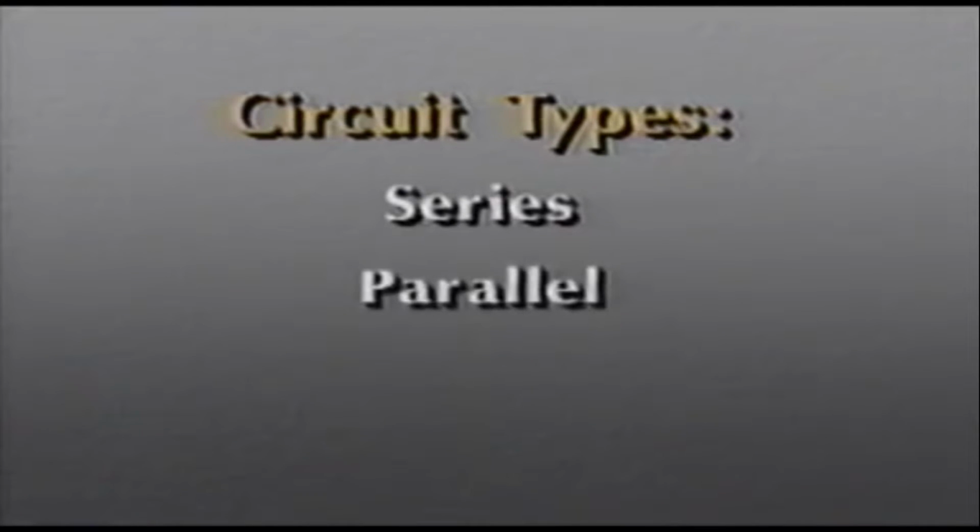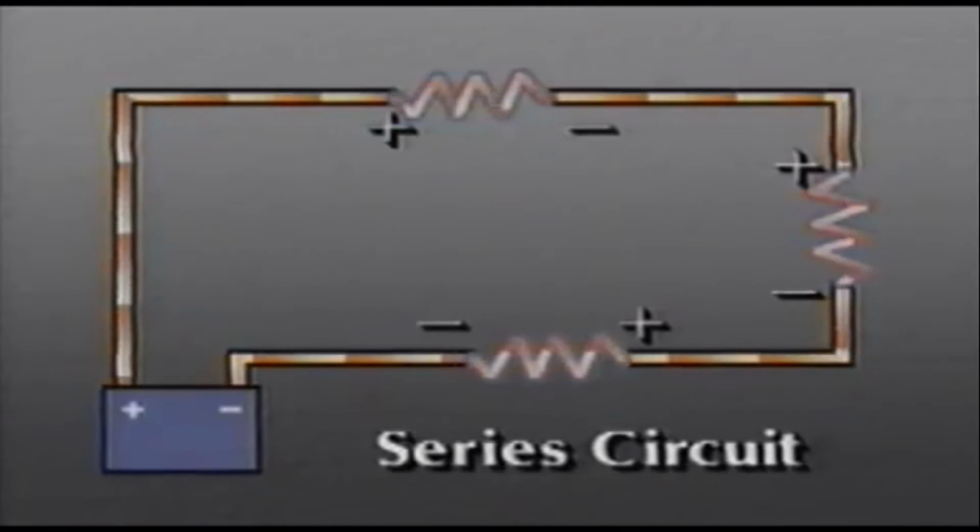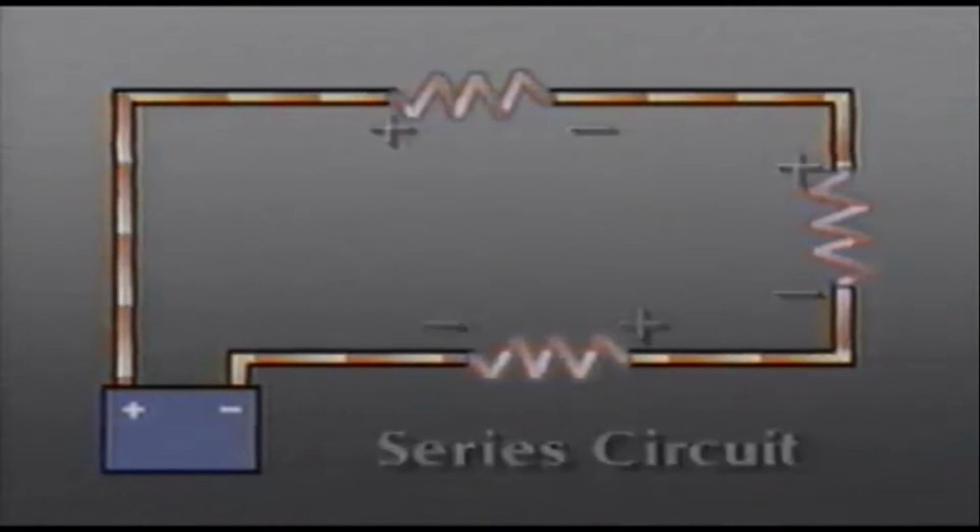Continuing now, let's look at the three ways electrical circuits can be arranged. They are series, parallel, and a combination of series parallel. In a series circuit, the loads are arranged one after another, and the current through each load is the same.